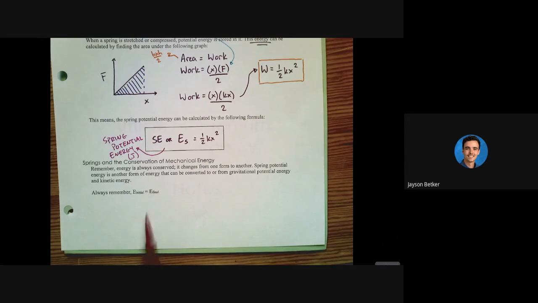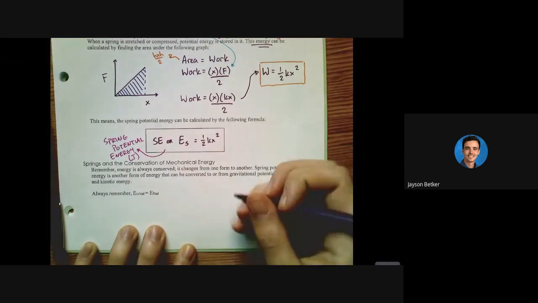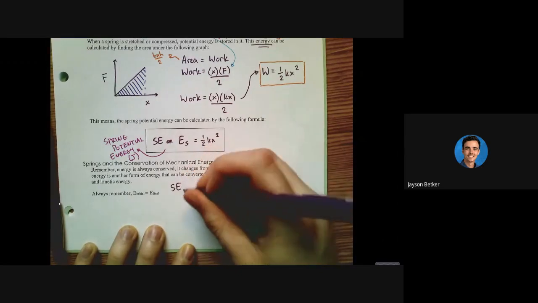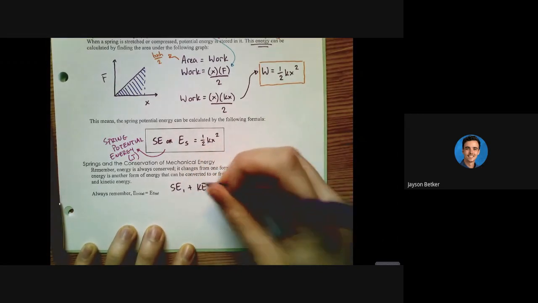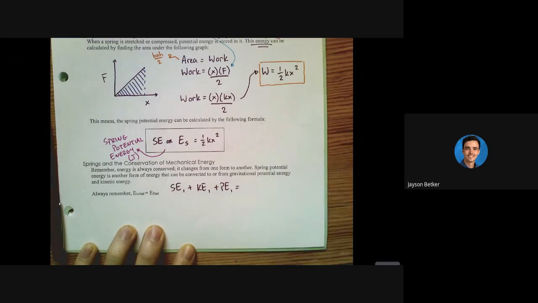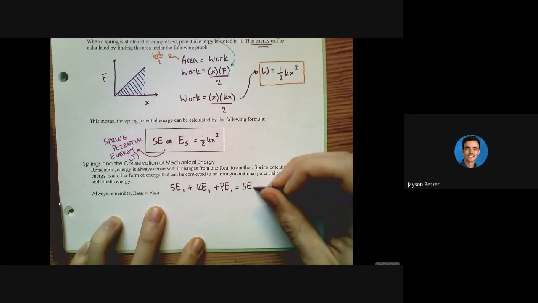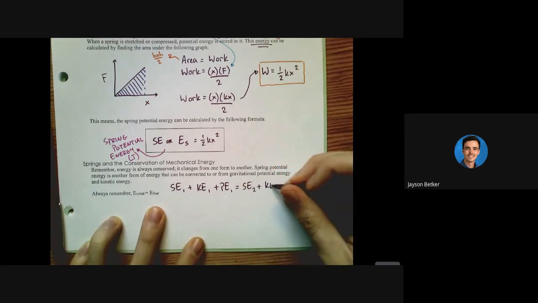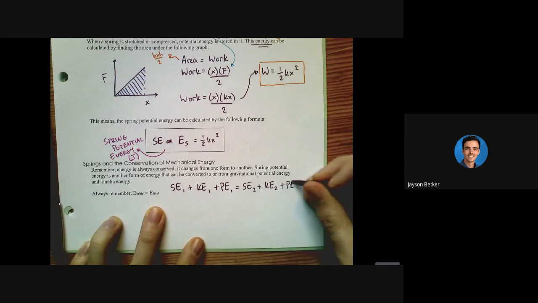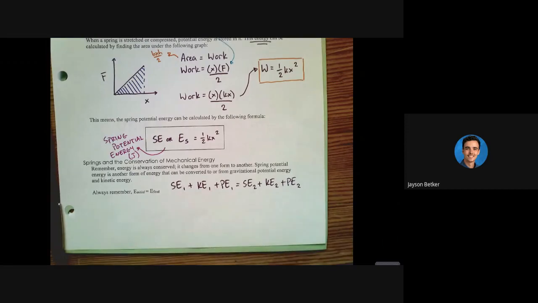So if we remember that E initial is always equal to E final, now if I want to write it with the SE, the KE and the PE, we have that the spring energy initially plus the kinetic energy initially plus the potential gravitational energy initially is going to be all conserved and equal to the spring energy final plus the kinetic energy final plus the potential energy final. And in most cases, one or two of these will end up equaling 0 at certain points, and you can just cancel them out.